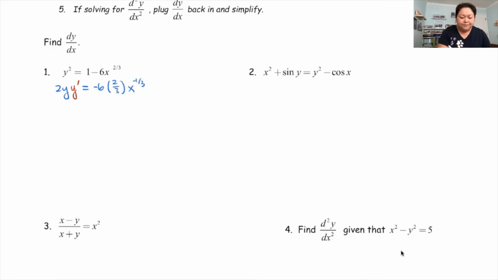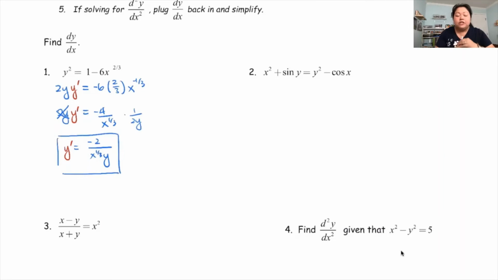Now let's clean up. You have 2y, and you'll have your y prime. Now clean up the right hand side. You get negative 4 over x to the 1/3. Yes, we typically like to write the negative exponent as a fraction. Then finally you want y prime by itself, because kind of like solving for y, you're solving for the derivative, so you want y prime by itself. So you divide by 2y on both sides, or multiply by 1 over 2y, and you get negative 2 over x to the 1/3 y. And that's it. This is your final answer.